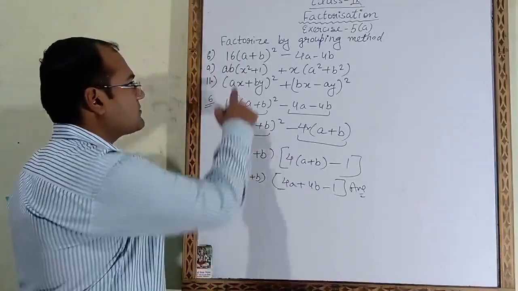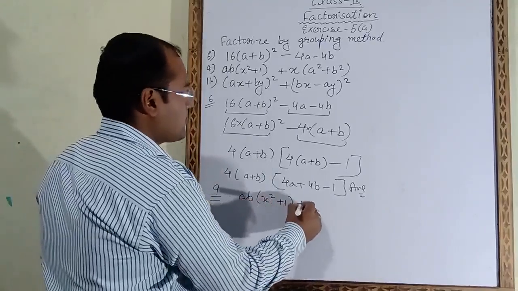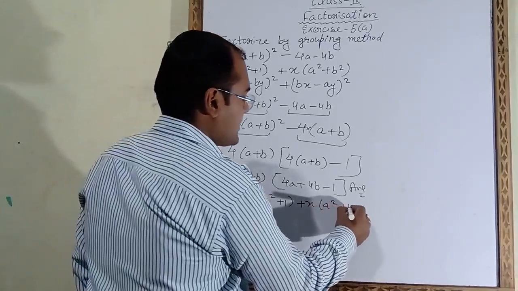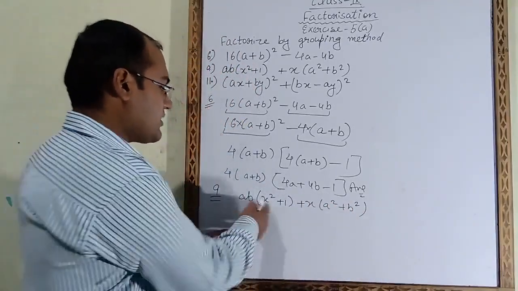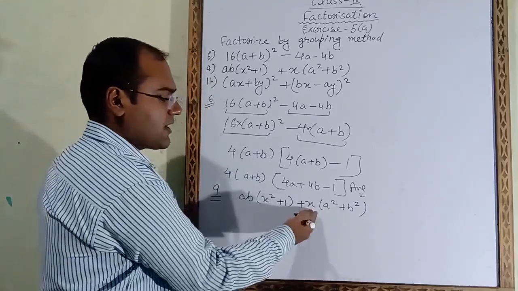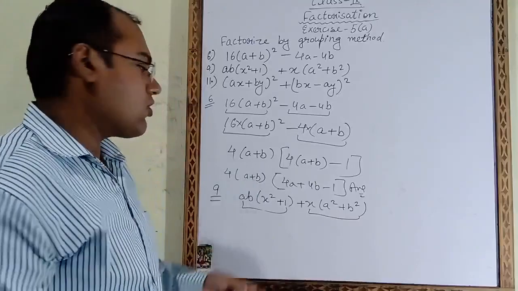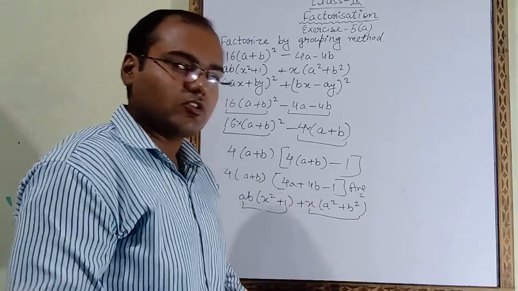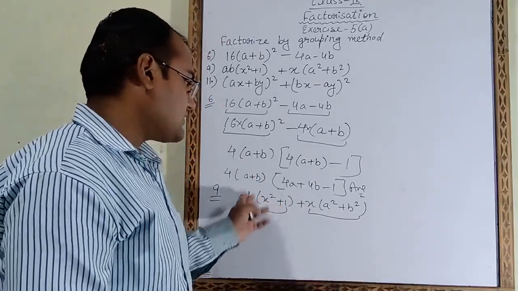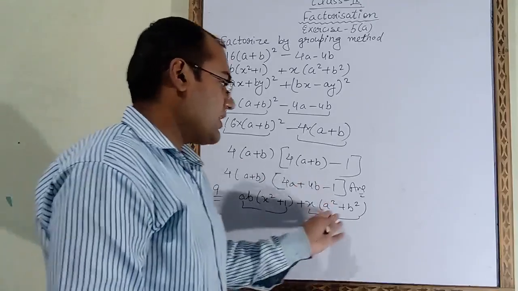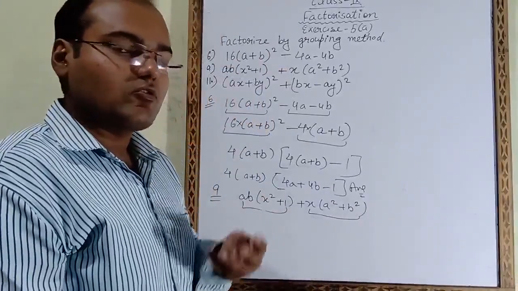Question number 9 is ab bracket x square plus 1 plus x bracket a square plus b square. In this question, if we observe, outside the bracket ab is there, and here outside the bracket x is there. So in these two, nothing is common outside the bracket. Here it is ab and here it is x. So nothing is common. Now we will see inside the bracket. Inside the bracket x square plus 1 is there, and here a square plus b square. Here also nothing is common. So what do we have to do now?